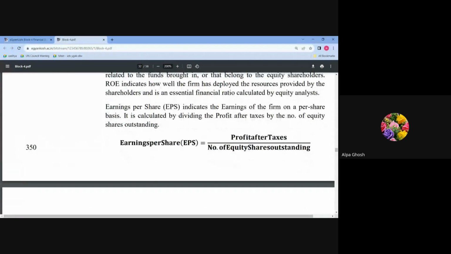Now the next one is earnings per share. Earnings per share, it is EPS. Earnings per share is the expected income from each share. So it is the profit after taxes that is taken into account, and it is divided by the number of the equity shares the company has. So it is profit after taxes divided by number of equity shares outstanding.